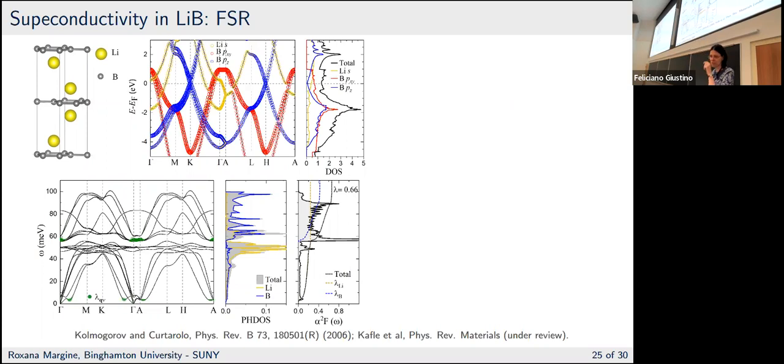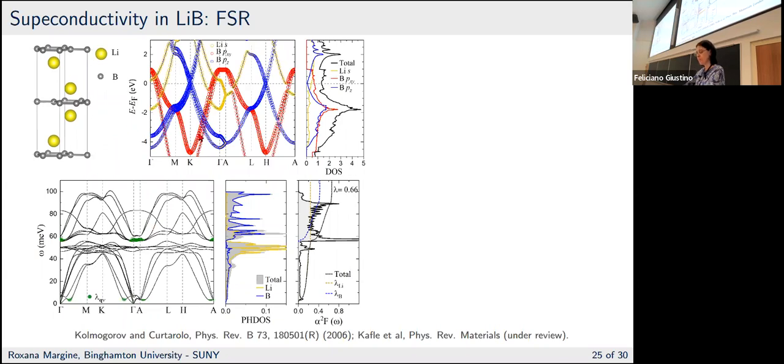So that's a study by Alexei Kolmogorov and Stefano Curtarolo, who in 2006 were looking to find MgB2-type superconductors, and they came up with this system in the lithium-boron binary. It's a honeycomb layer: these are the boron layers that have the same structure as in graphene. The only difference, if you know the crystal structure of MgB2, is that you have an extra layer of lithium atoms in between the boron layers.